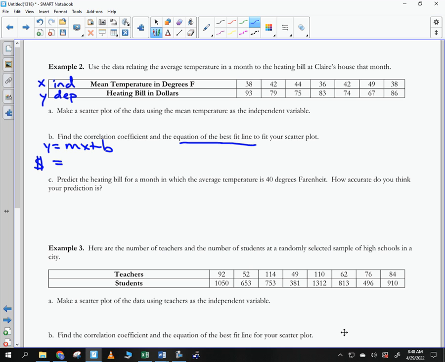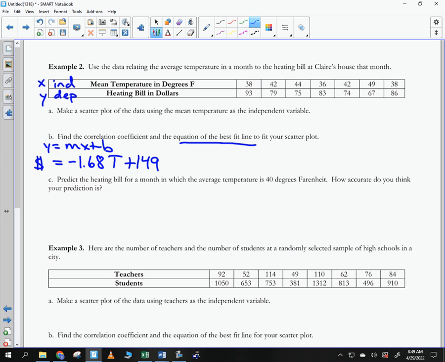Yeah, negative 1.68. Instead of x, I'm going to write T for temperature, plus 149. See how instead of using x and y, I use variables that map to what we have here. Everybody see that? That way I understand the x variable is temperature, the y variable is money. Everybody okay with that?